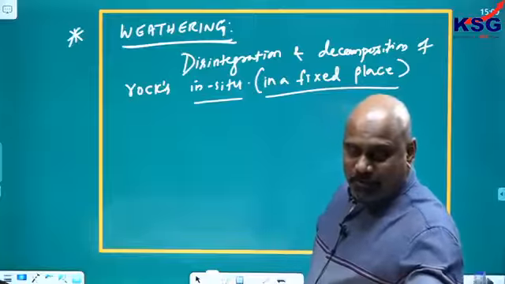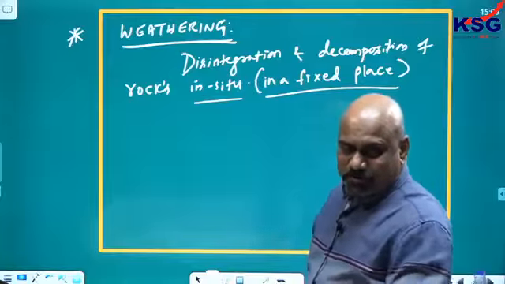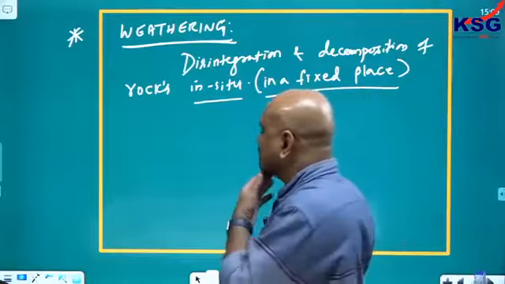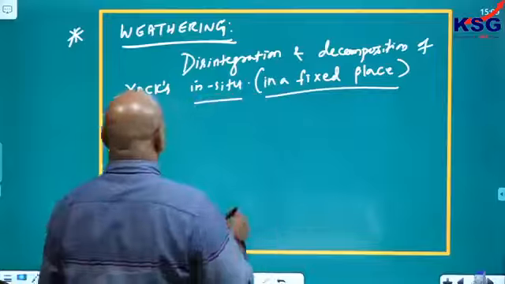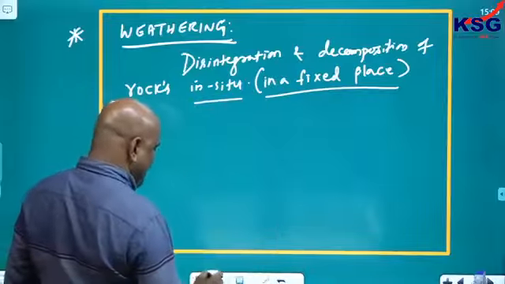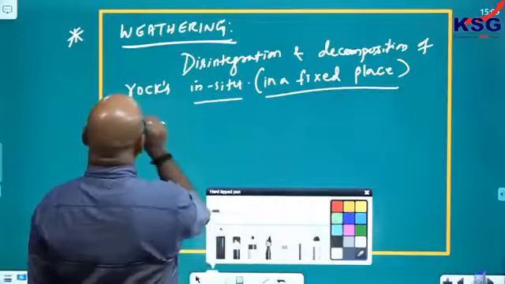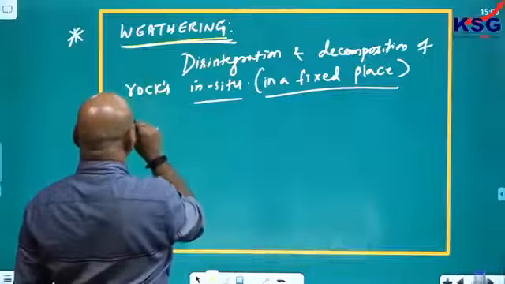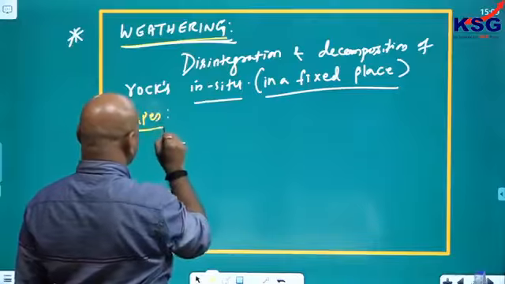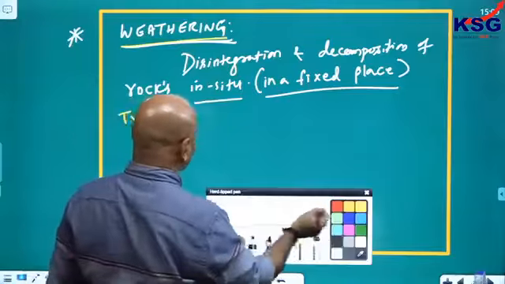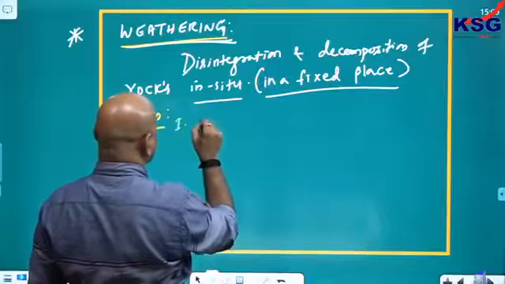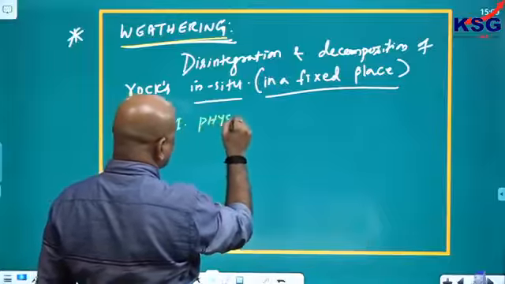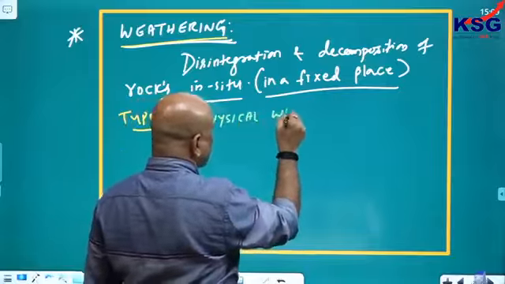Now, as I just said about the disintegration and decomposition of the rocks in situ, if I go for the types of weathering, how many types of weathering are there? There are three major types. Physical weathering.